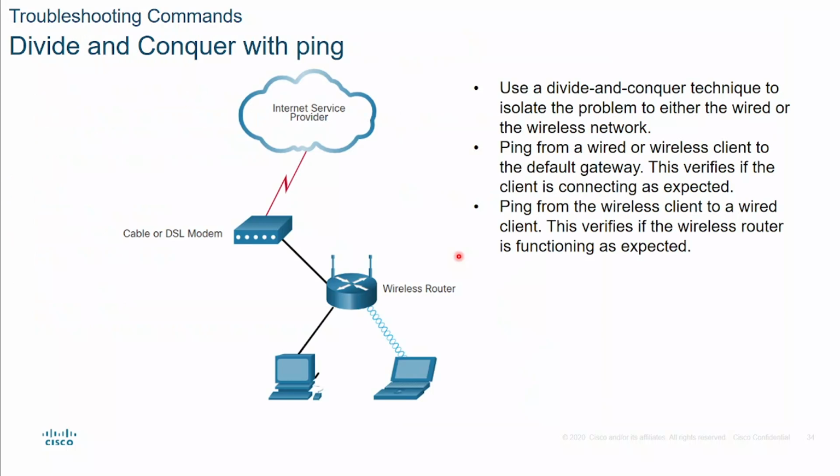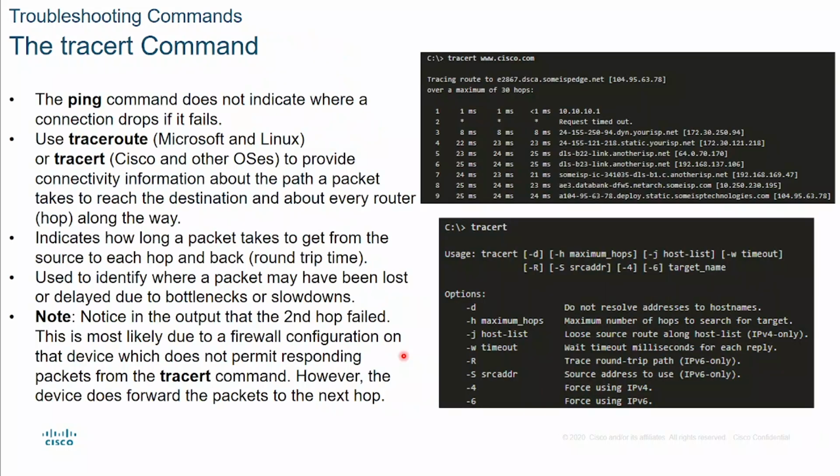Divide and conquer with ping. Use a divide and conquer technique to isolate the problem to either the wired or the wireless network. Ping from a wired or wireless client to the default gateway. This verifies if the client is connecting as expected. Then ping from a wireless client to a wired client and verify if the router is reachable. You can see on this diagram here, a ping was done with a wired device. If it is reachable, you come and check wirelessly if it is reachable. We also did this in one of the labs.